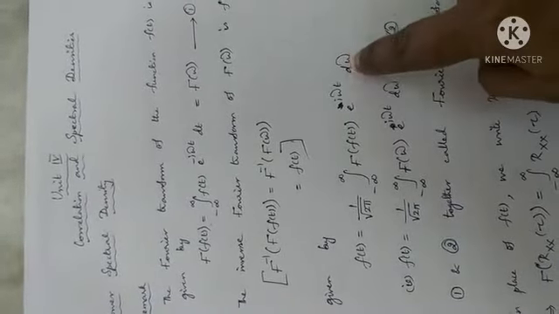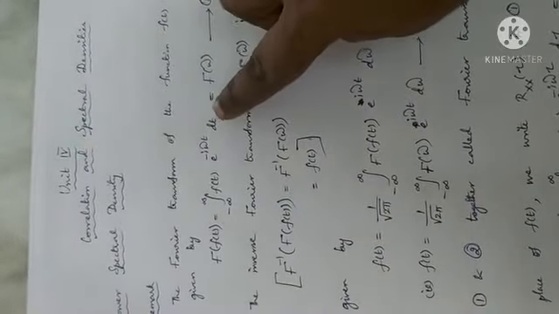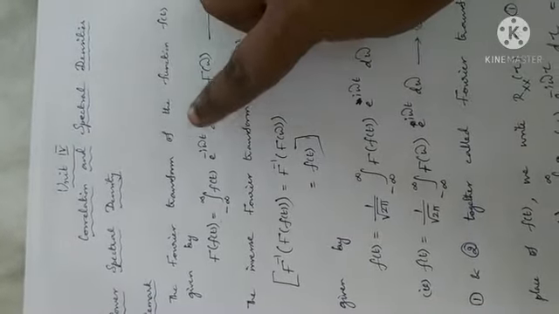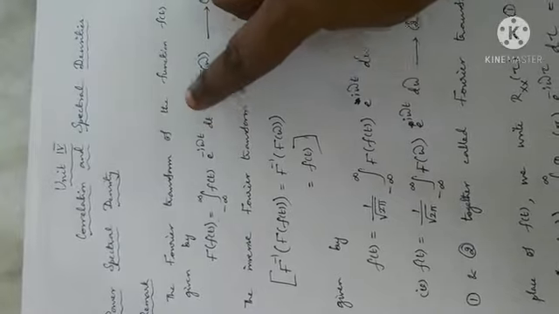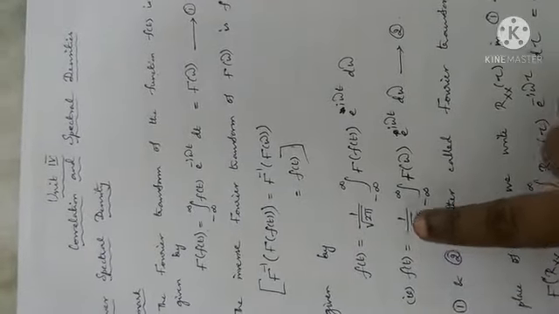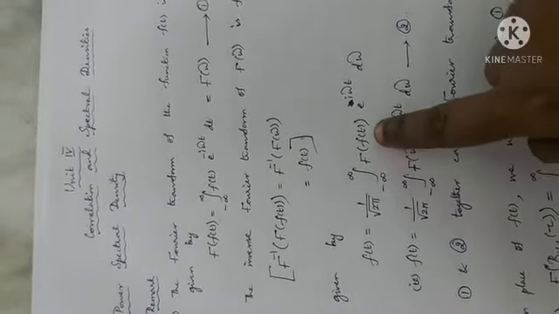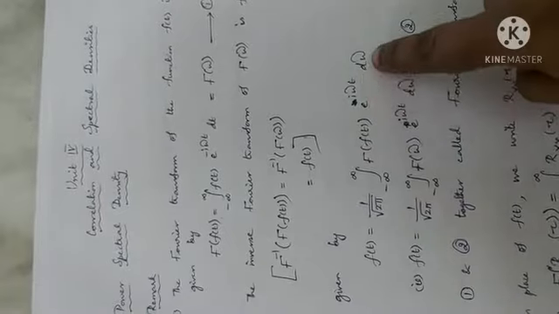That's why here we integrate with respect to omega. So you should be very clear with 1 and 2. If you know, we can proceed with the subject. Fourier transform of f of t is integral minus infinity to plus infinity f of t e power minus i omega t dt. Inverse Fourier transform is f of t equal to 1 by root 2 pi integral of F of omega e power i omega t d omega.